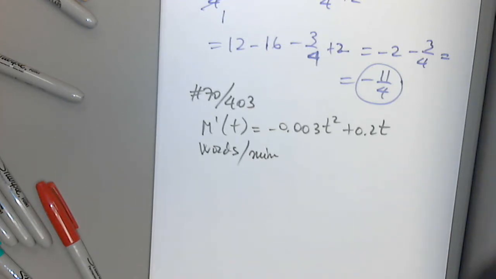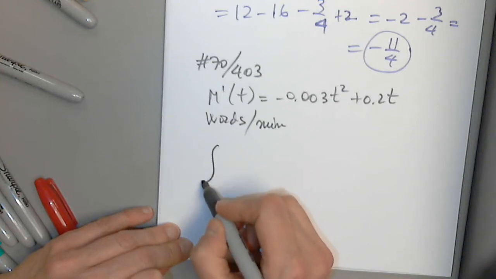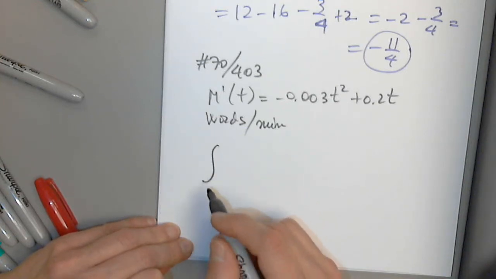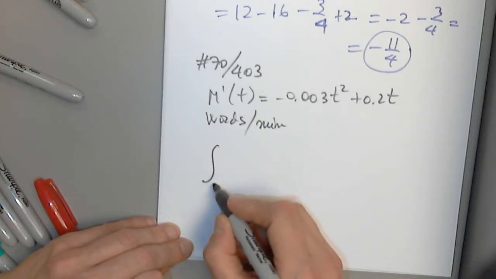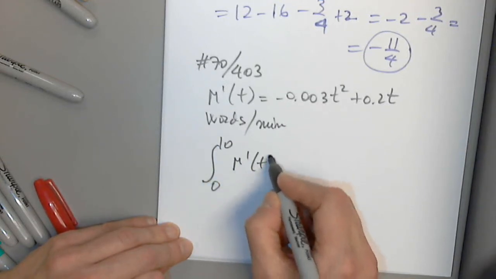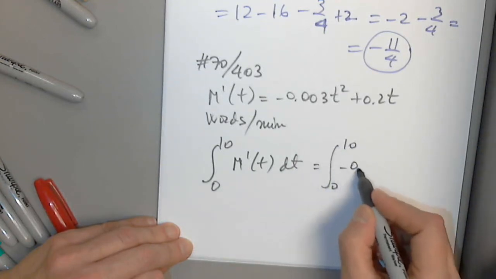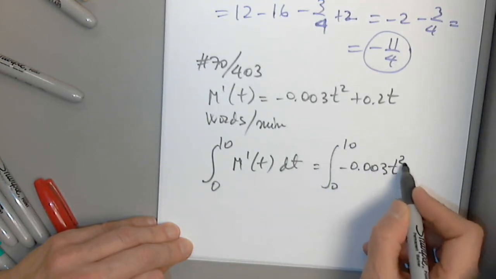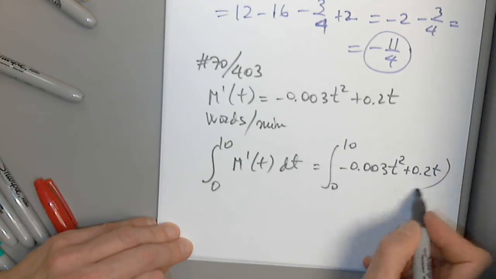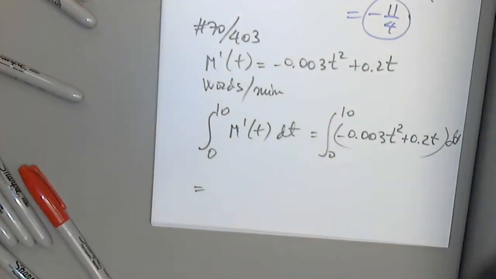What am I asked to determine? The definite integral of m prime of t dt, indeed. So the integral from 0 to 10 of negative 0.003 t squared plus 0.2 t dt.